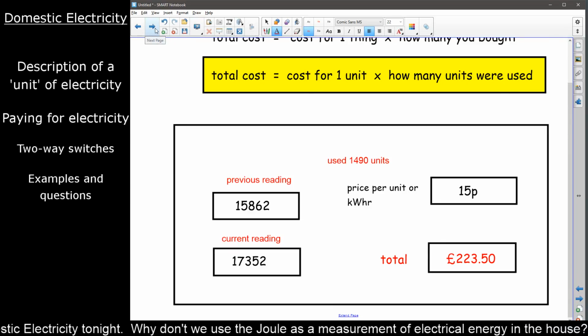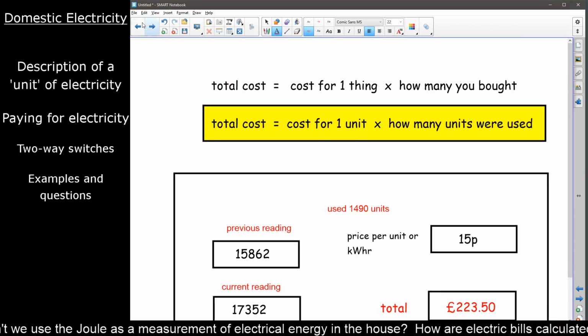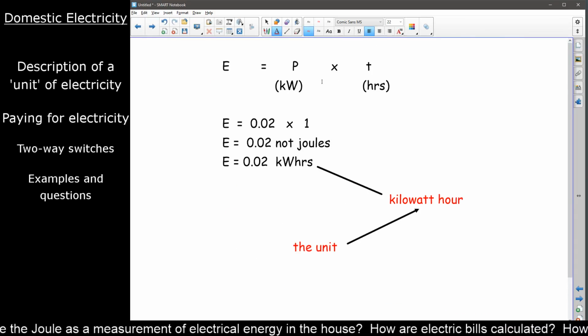Easy. So on to our next thing, which is two-way switching. So paying for electricity, that's your equation there, and understand that it's the kilowatt hour, which is simply a rearrangement of energy equals power times time.